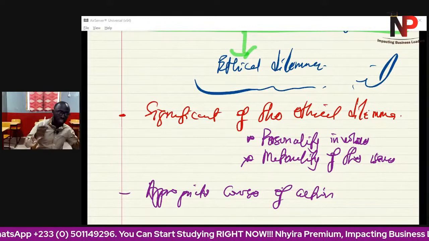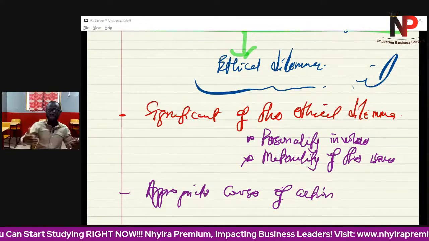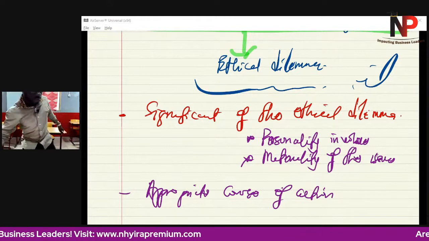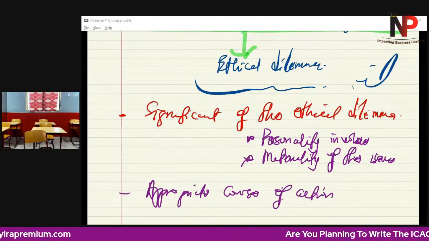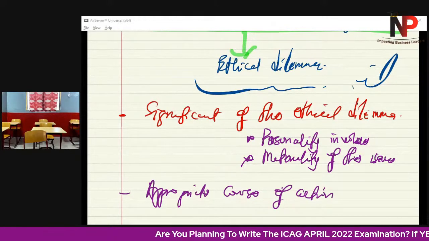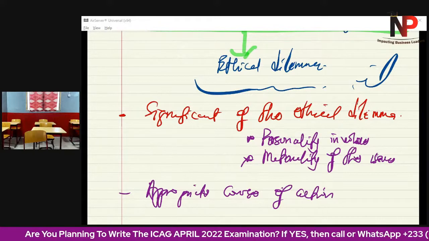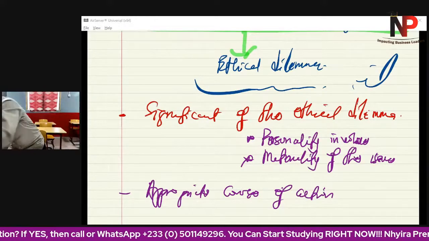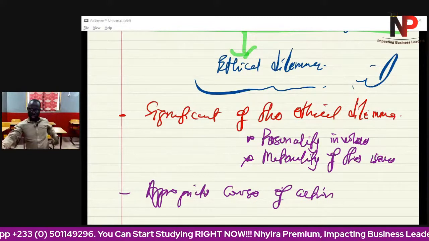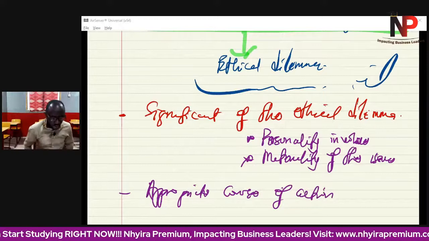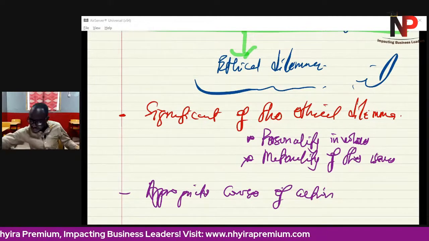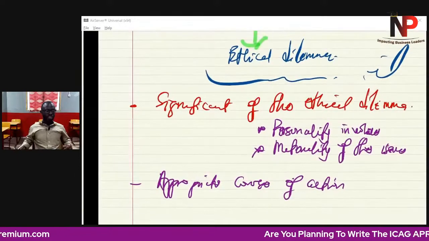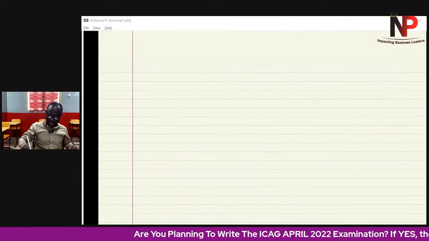Then the next thing is that we need to assess the significance of the threat that the person is exposed to. So we need to understand the significance of the threat that a person in the question is exposed to in that particular case. Then we need to ask ourselves, what are the appropriate courses of action? So stay with me as I drop this part.